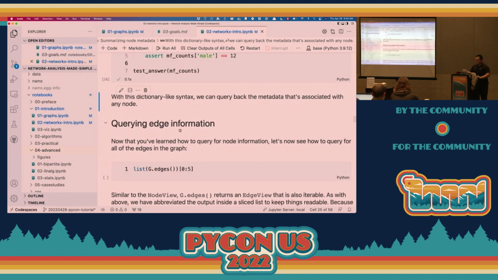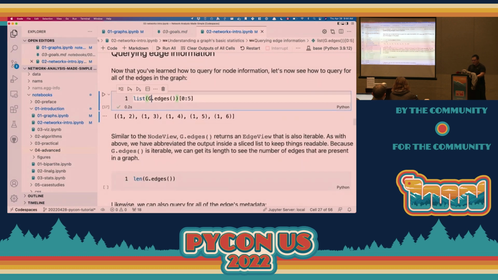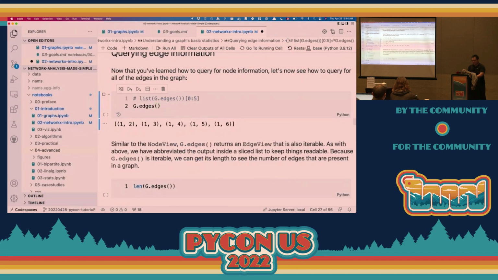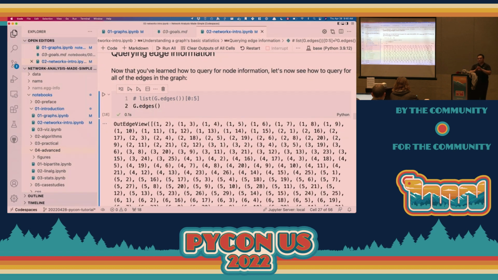Cool. So now we queried node information. Let's also query edge information. Analogous to g.nodes, you can do g.edges, and that will give you an edge view. Again, just like the node view, this is an immutable data structure. You can't modify this and therefore modify the underlying graph. There are explicit methods for this.